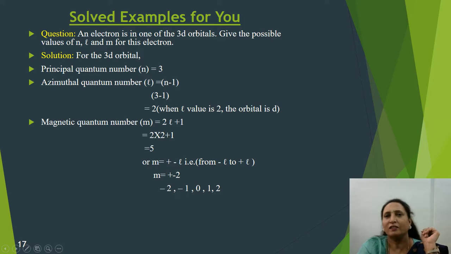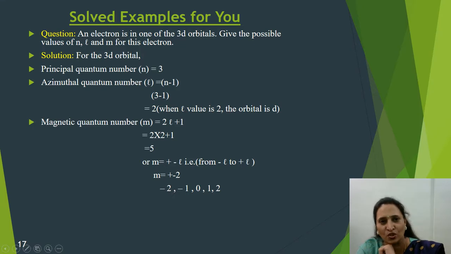Now students, this is a solved example for you, go through it. Let's start. There is a question for you. An electron is in one of the 3d orbitals. All of you know that the 3d subshell contains a total of 5 orbitals: dxy, dyz, dxz, dx square minus y square and dz square. Among those 5 d orbitals, this electron is present in one of them. Give the possible values of n, l and m for that electron which is present in the d orbital.